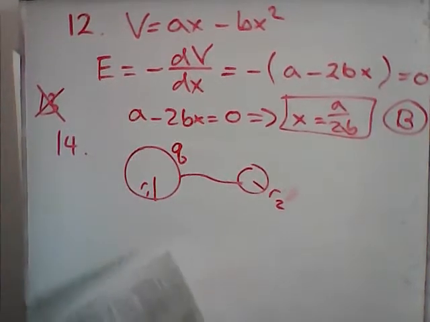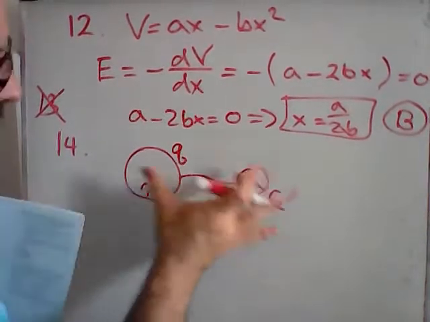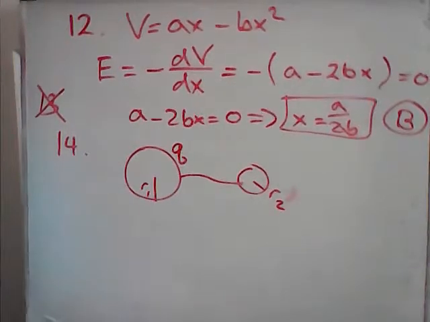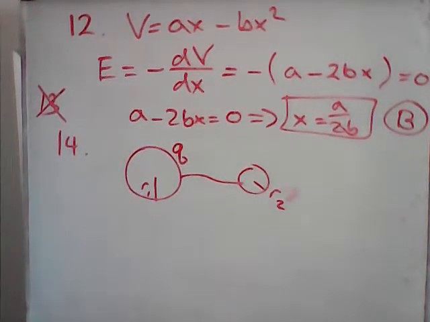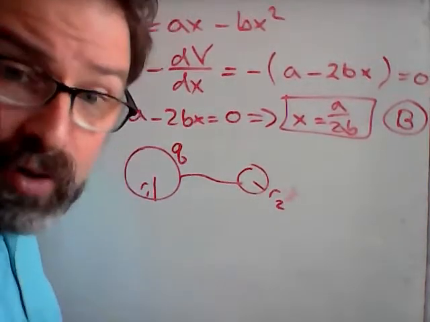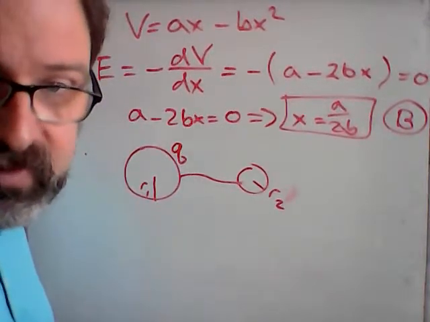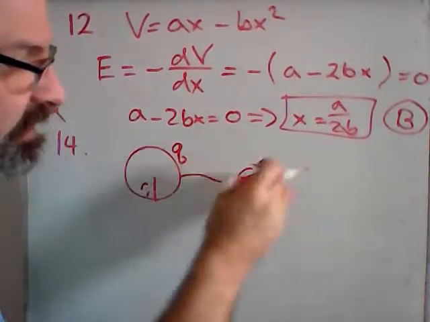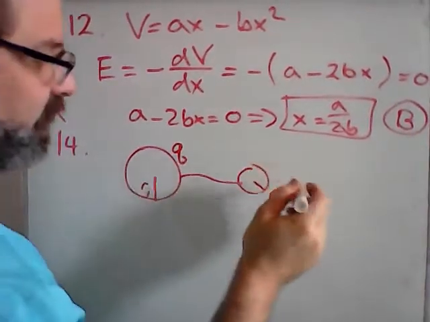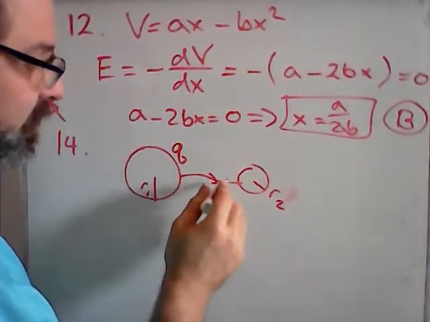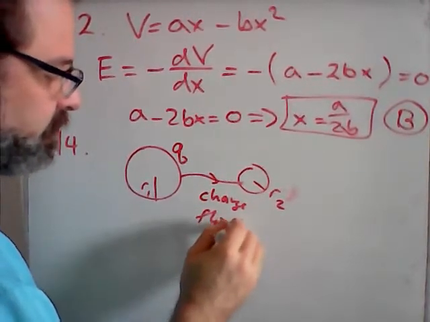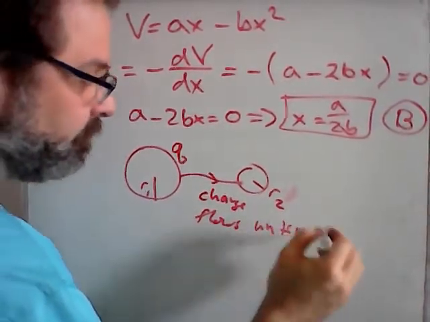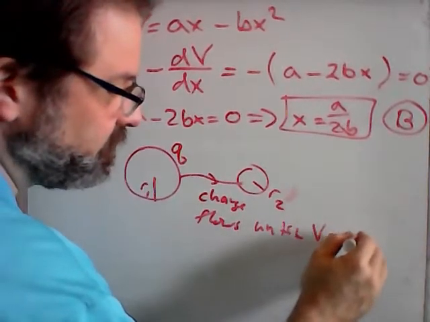So let's think about this. Once they're connected, they form one metal object. We kind of looked at that earlier. Well, for one metal object, the entire surface will have the same potential, because otherwise charges will flow in order to equalize that potential difference. So we have constant potential all around, so V is going to be constant. And of course, that means in this direction, charge flows until V is constant.